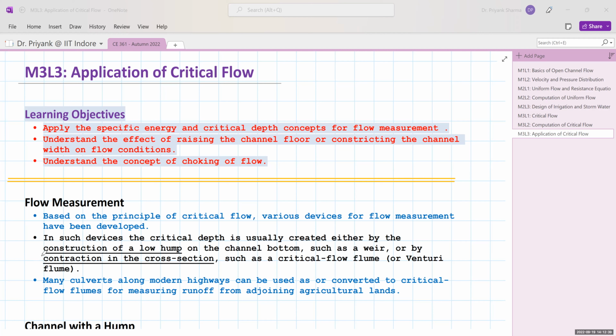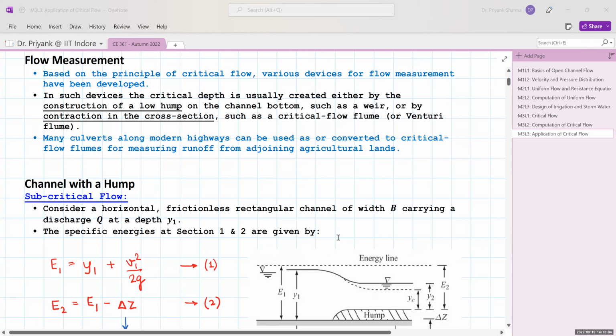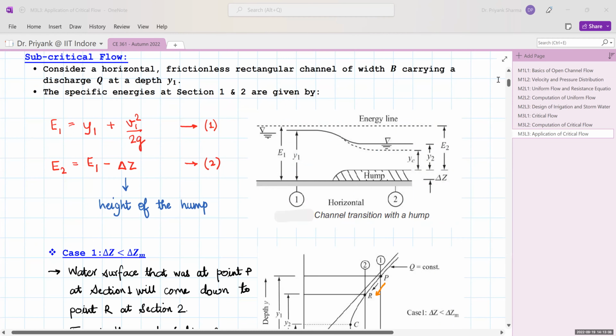So if you see along the highways, there are culverts and flumes which are developed in canals also. They are used to measure flow in canals, and as well the culverts will help us gauge the water which is coming as runoff from the nearby agriculture fields. So these are the two main flow measurement strategies being adopted, which are based on the concept of critical flow. So we'll go with the first one, that is channel with a hump.